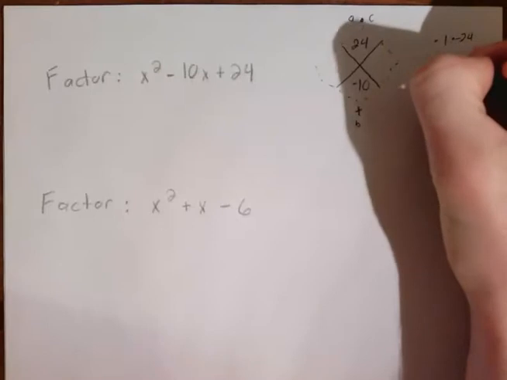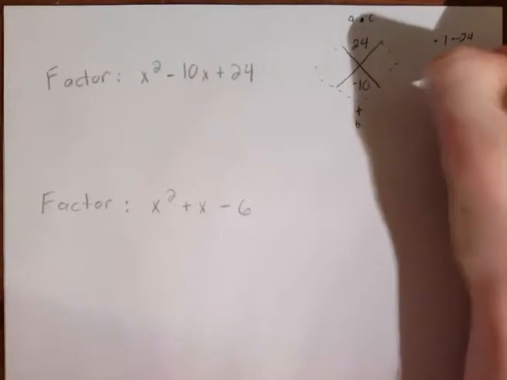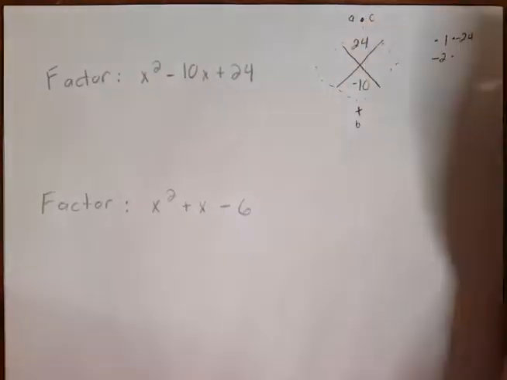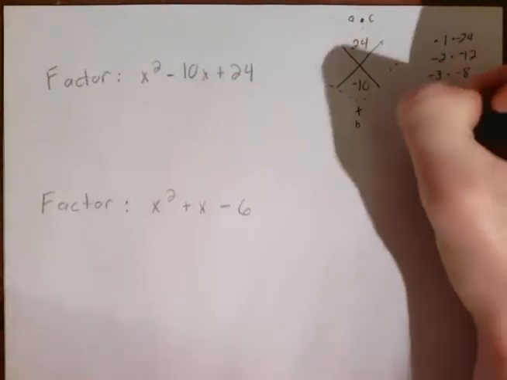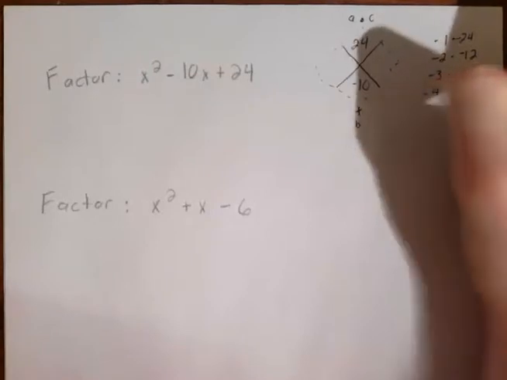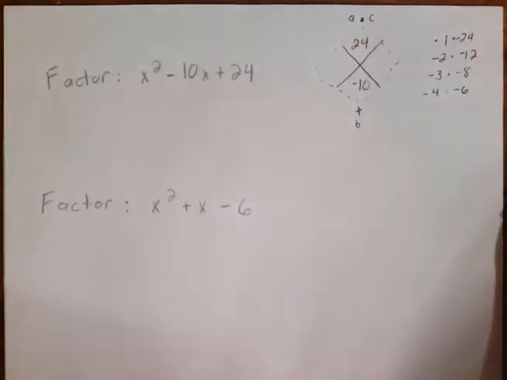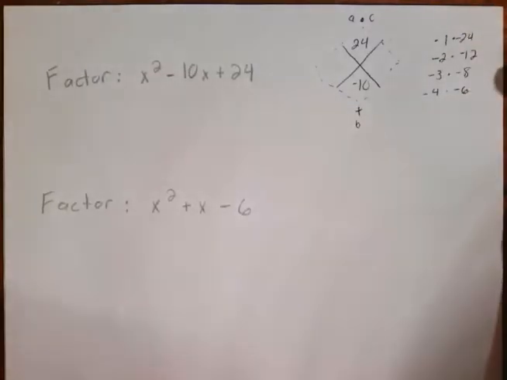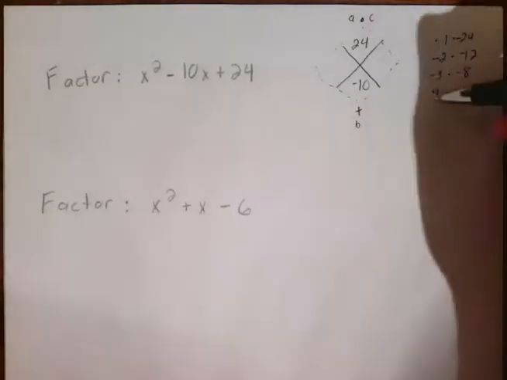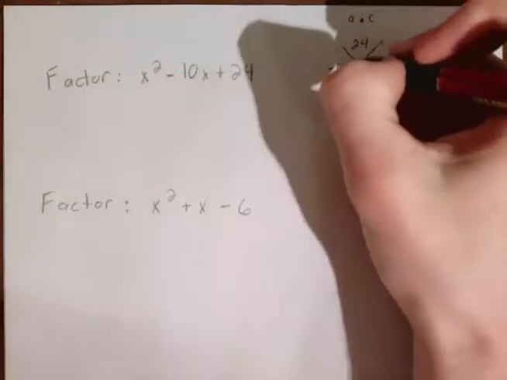The next number in line would be 2. Negative 2 goes into 24: negative 2 times negative 12. I could do negative 3 times negative 8 and negative 4 times negative 6. That's my list of numbers that would all multiply together to give me a positive 24, because a negative times a negative results in a positive. When I look through that list, which of those would add together to give me negative 10? That's going to be this negative 4 and this negative 6.